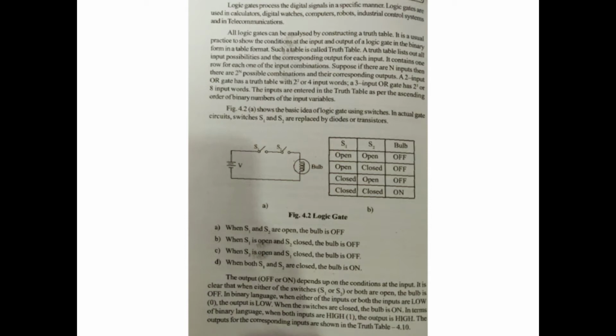In figure 4.2, as shown here, the basic idea of logic gates using switches is depicted. In actual gate circuits, the switches S1 and S2 are replaced by diodes and transistors. When S1 and S2 are open, the bulb is off. When S1 is open and S2 is closed, the bulb is off. When S2 is open and S1 is closed, the bulb is off. When both S1 and S2 are closed, the bulb is on.